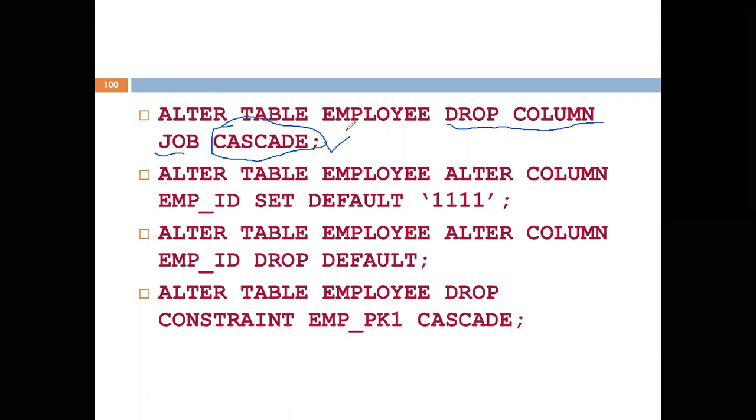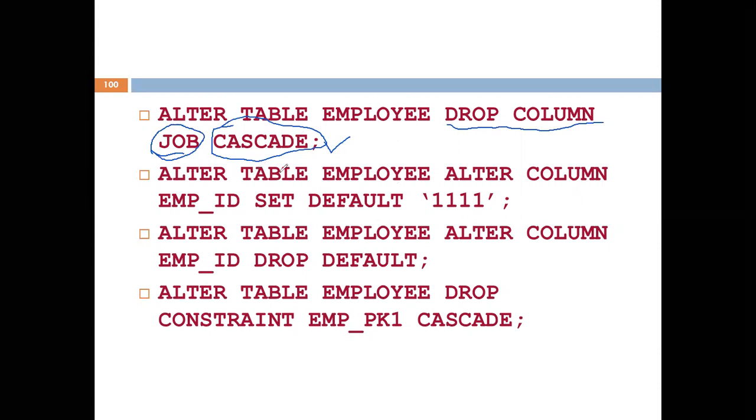When cascade is added, then all the constraints that are defined on this particular attribute, and if there are any foreign keys referring to this particular attribute, then all of them will be deleted. So just like how we put cascade in the process of dropping a table, just like that, we can add cascade while dropping the attribute also.